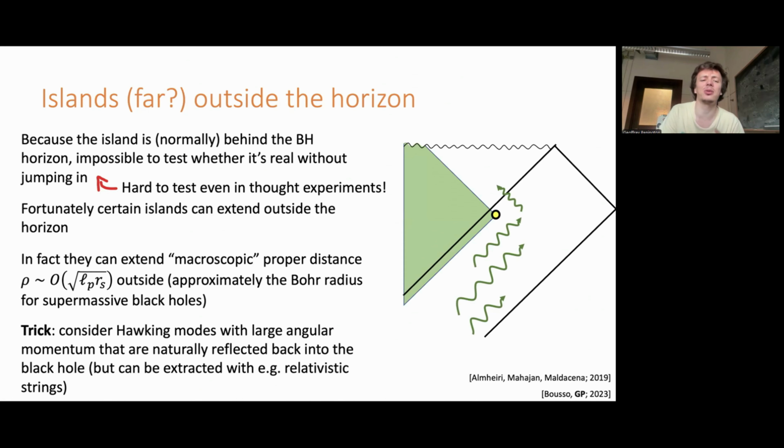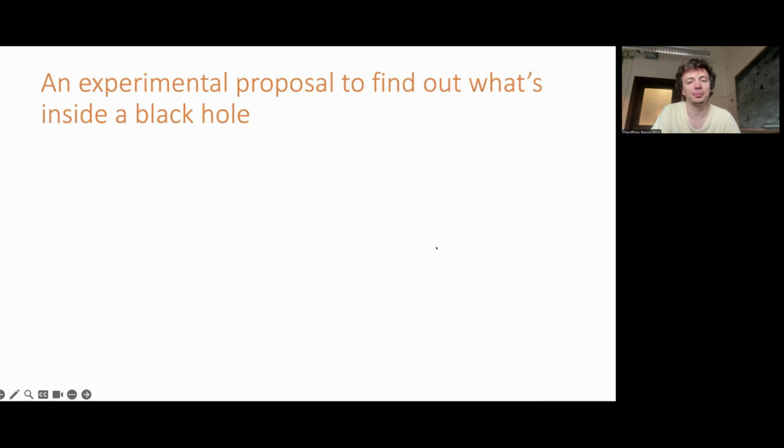So how did we make this happen? How did we find these islands? Without going into huge detail, the trick was just to include Hawking radiation that never actually goes all the way out to infinity because it's not pointing quite the right direction. It has some angular momentum that means it ends up getting reflected back into the black hole. You can argue that this radiation could still be extracted, and so it makes sense to talk about its island. And when you compute its island, it turns out to get outside the black hole.